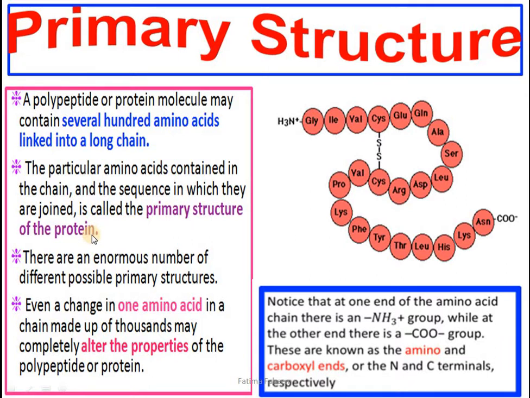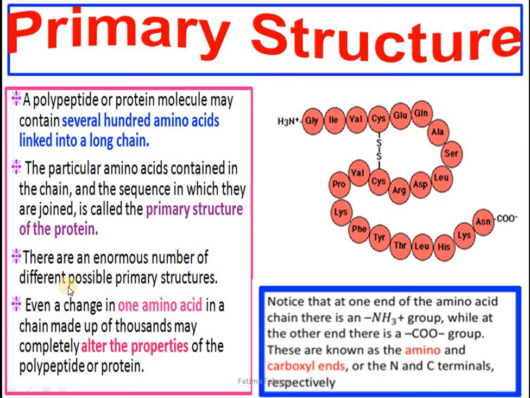If you remember from our previous lesson, I tried to explain how the amino acids are linked together by peptide bonds. So what does the primary structure of the protein actually tell us? It tells us the number and the sequence, the particular amino acids and the specific sequence of them in a specific protein.